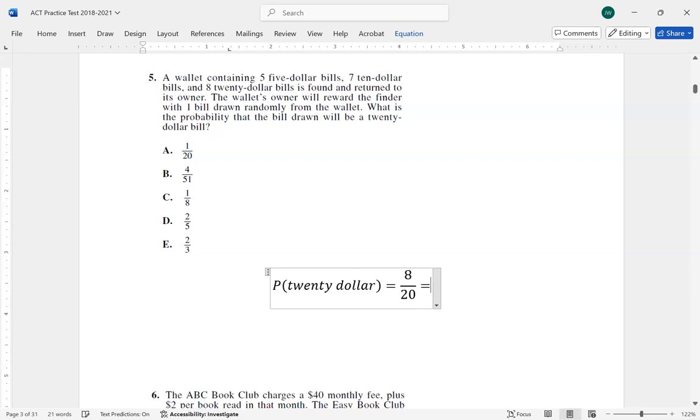Now this is going to simplify. Both of these numbers are divisible by 4. So we divide the top and bottom by 4. We get 2/5. So 8 over 20 is 2/5. And therefore, option D is the answer to question 5.